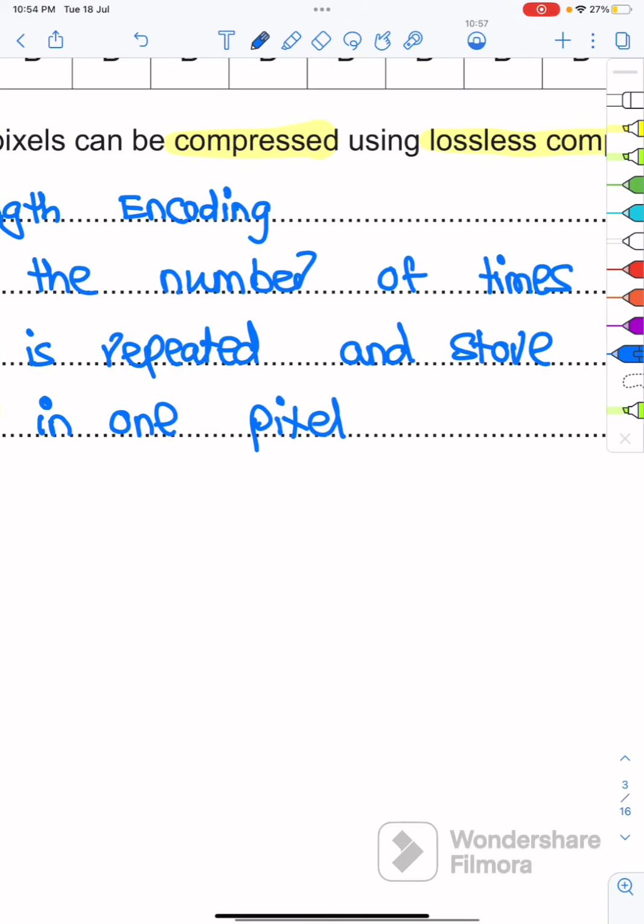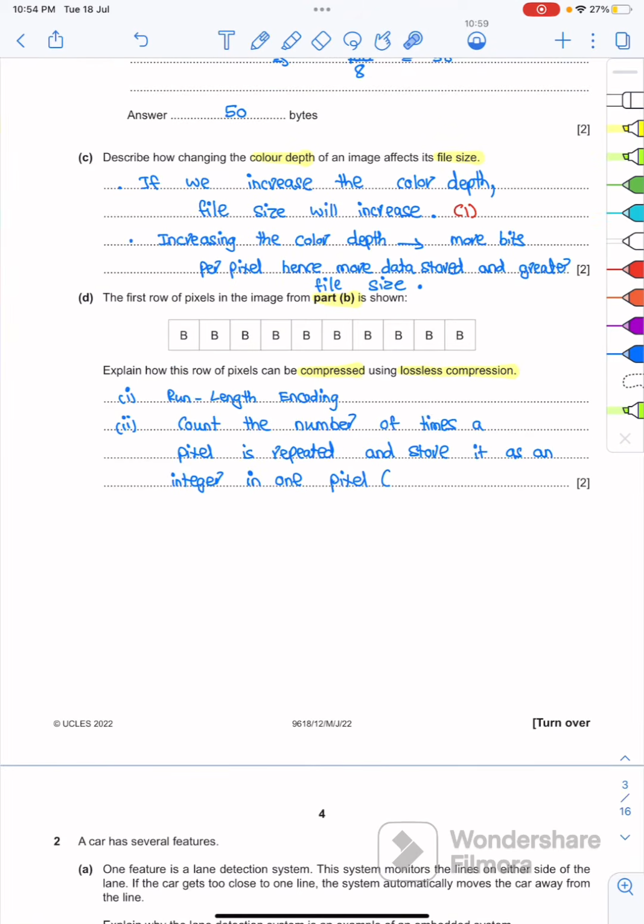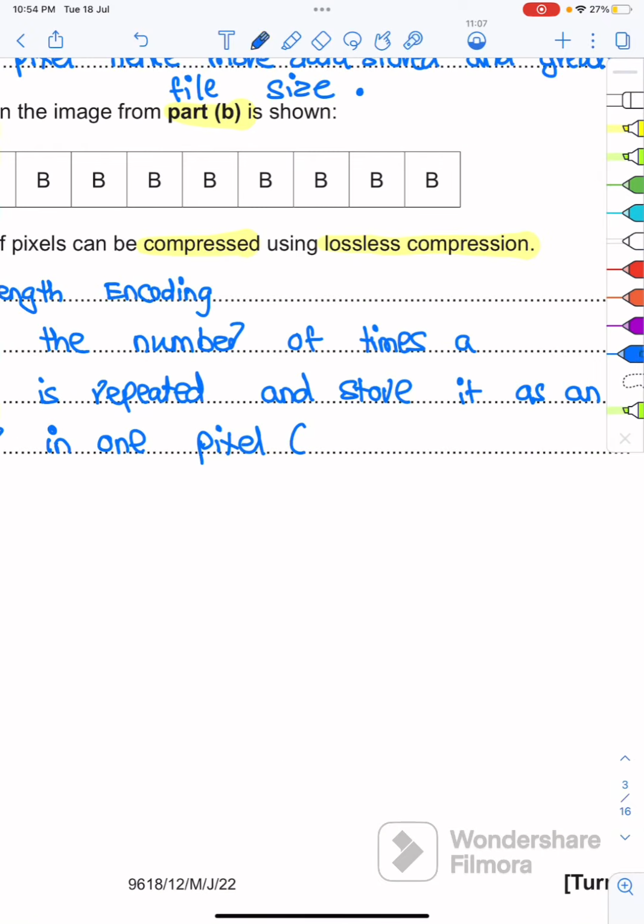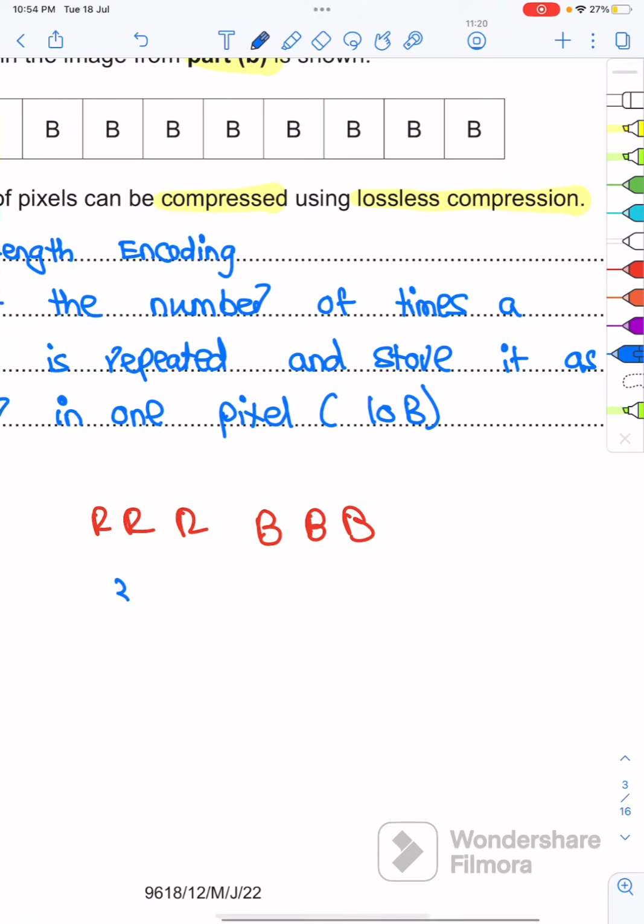And you can mention in brackets, for example, in this case right here, you've got 1, 2, 3, 4, 5, 6, 7, 8, 9, 10. So you've got B that is appearing 10 times collectively. So you're going to mention over here, it's going to be stored as 10B. Similarly, if I were to have a row where you had R, R, R, and then B, B, B, then that would be stored as 3R, 3B. And then you can add white as well, WW.